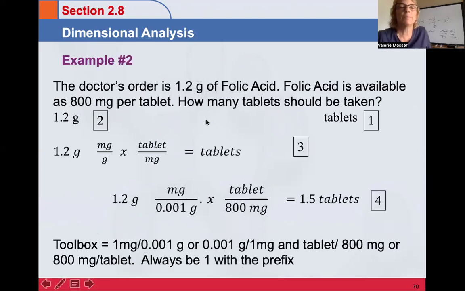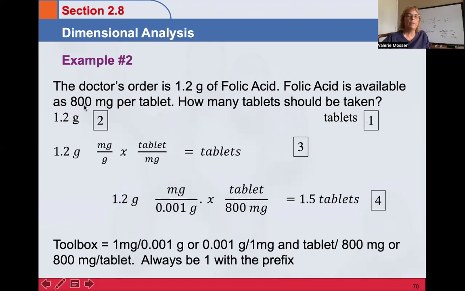Let's do another example. Here, the doctor's order is 1.2 grams of folic acid. Folic acid is available as 800 milligrams per tablet. How many tablets should be taken? So again, in this problem, we're still looking for tablets. Our 800 milligrams per tablet is going to be in our toolbox, and we're starting with grams.